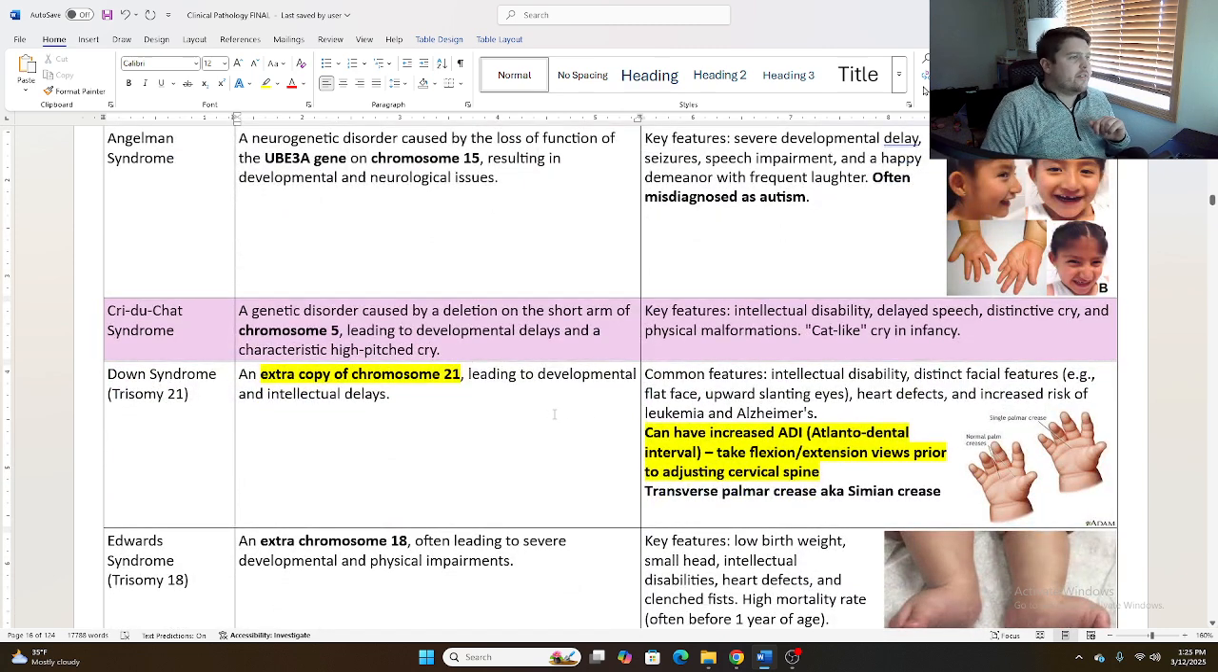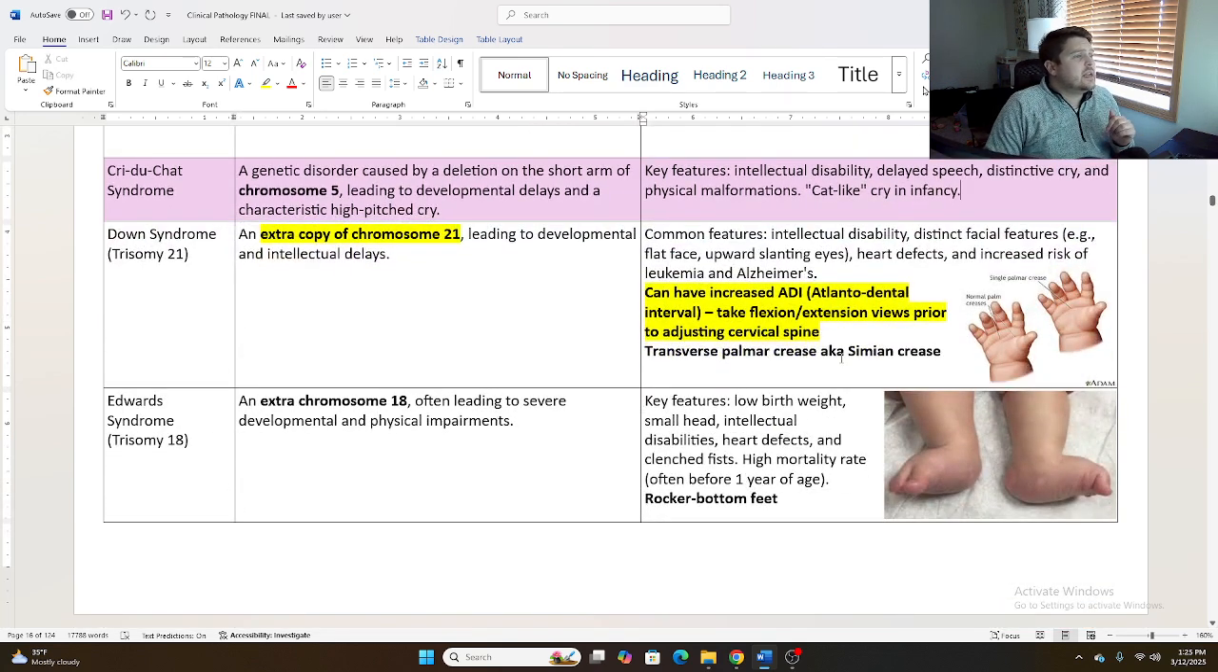Cri-du-chat syndrome, very rarely ever tested. This is deletion of part of chromosome 5, so you get developmental delays and what they call a cat-like cry in infancy. Down syndrome, aka trisomy 21 disorder. This is where there is an extra copy of chromosome 21, so they end up with 47 chromosomes instead of the normal 46.